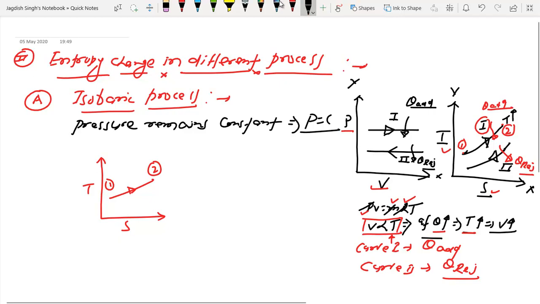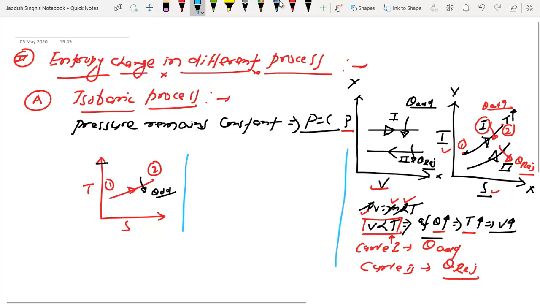Undoubtedly, in this process, heat is added. Heat addition takes place in this process 1 to 2. Right. Now we have to find the change in entropy for process 1 to 2. So in this condition, what will you observe here?